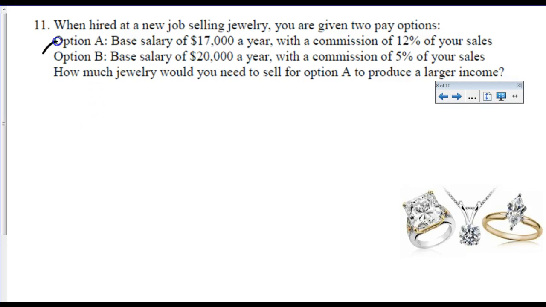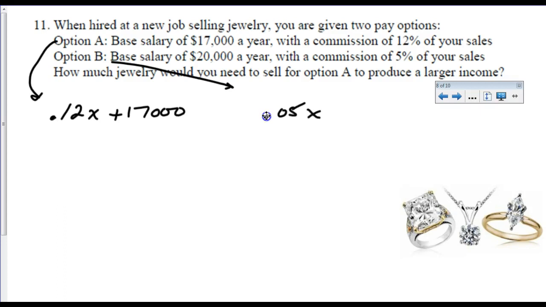All right, so for option A, you are going to earn 12% on your sales. So that's like your rate of change. But you're going to start with $17,000 no matter what. For option B, you're going to earn 5% on your sales. So you're going to start with $20,000. And let's go ahead and figure out where they equal. And that'll tell us kind of the tipping point. So I'm going to subtract 0.05x, excuse me. Oh, jeez. Never seen double decimal points like that. Let's try that. 0.05x. I'm going to subtract 17,000 here.